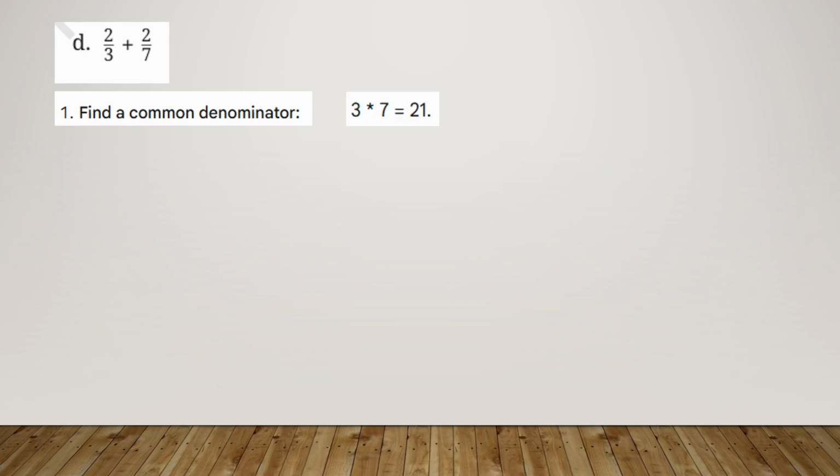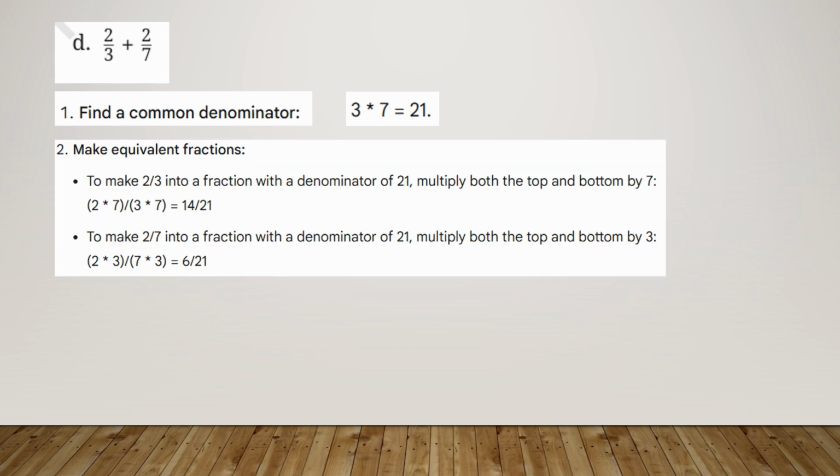Next one, 2 by 3 plus 2 by 7. Here also the denominators are not same. So we have to find a common denominator. So 3 into 7 is 21. So common denominator is 21. Then we can make equivalent fractions. To make 2 by 3 into a fraction with a denominator of 21, multiply both the numerator and denominator by 7. 2 into 7 is 14. 3 into 7 is 21.